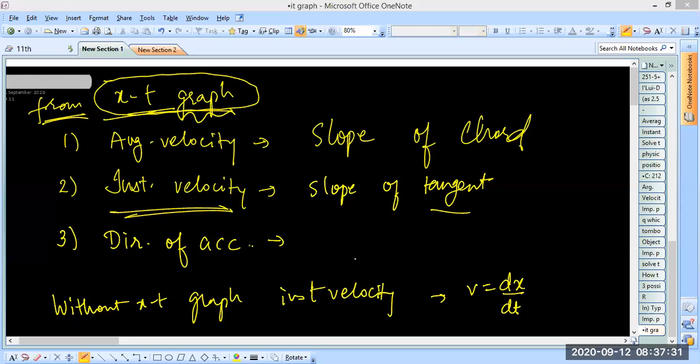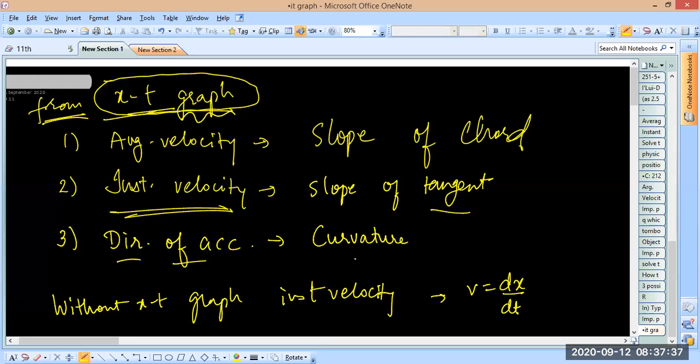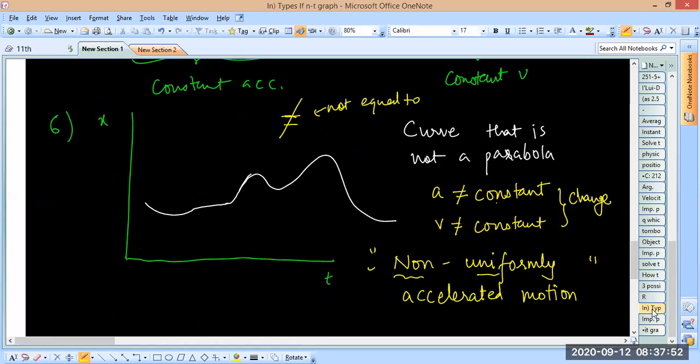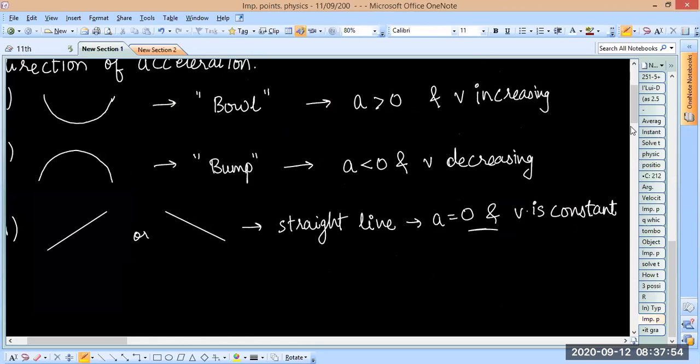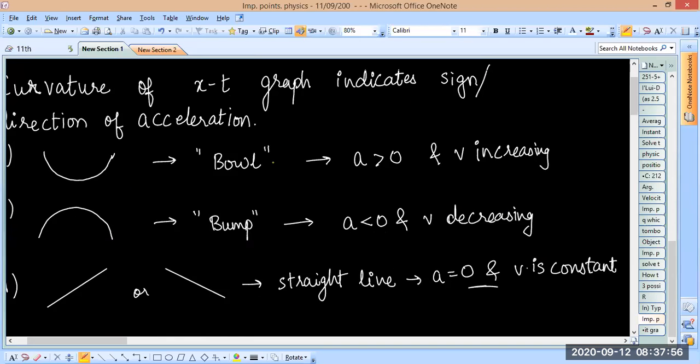People, we come to know about direction of acceleration by the curvature, right? Curvature, that is how the graph is curved. Bowl or bump, correct? All right, everyone? Okay, direction of acceleration. See, these are the important points that I sent you yesterday. Look at this. Come on, people.